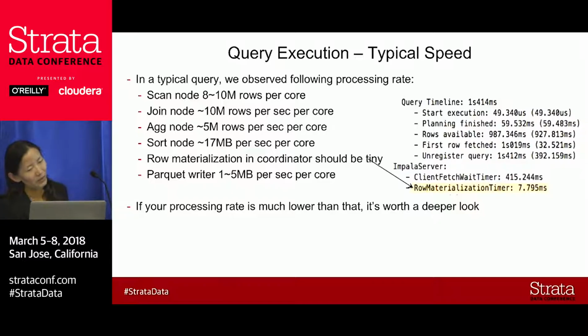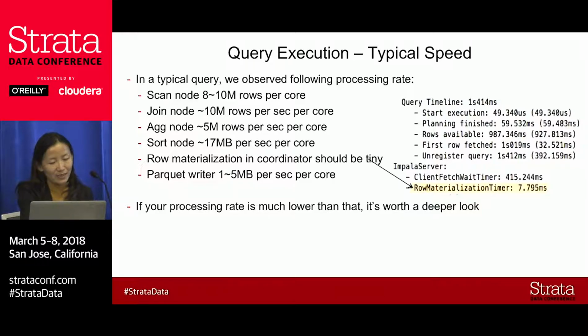When we are trying to identify a performance issue, it's very important to understand what reasonable performance means and what worse performance means. Those numbers are based on our experimental observation. Roughly for scan, you can get 8 to 10 million rows per core, and the scan can be executed in parallel. Join, aggregation, sort, usually you have just one per node per query. So for the same query on the same node, there's only one running. You cannot run 2 threads for a join. There's only one thread.